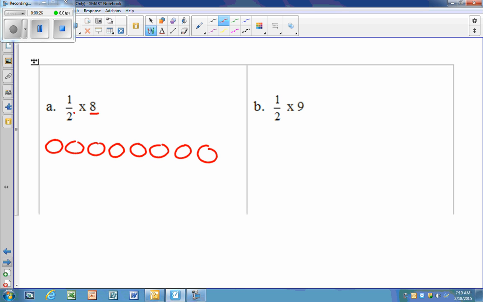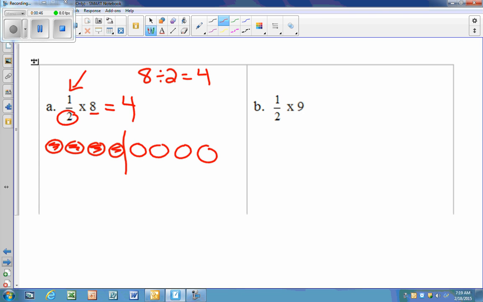And I see that I want to split it into 2 groups. So if I do 8 divided by 2, I know that is 4. So there's 4 in each group, so I split it. I know that I only want one group, so I'm going to shade in one of the groups, and then I get an answer of 4. And there's a picture to represent it.